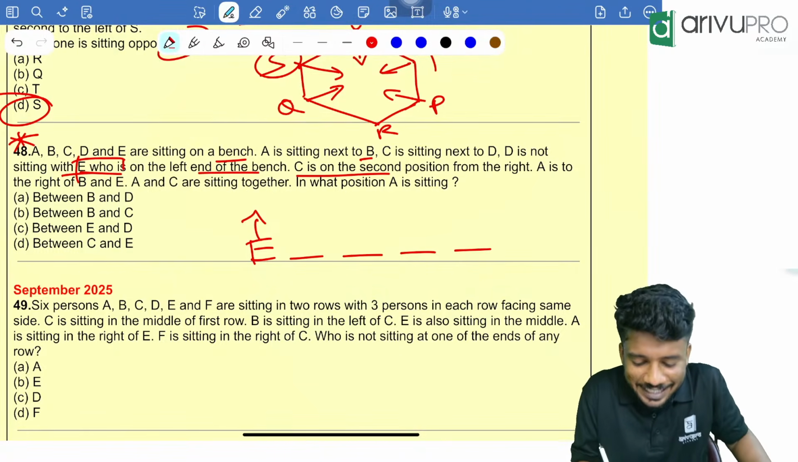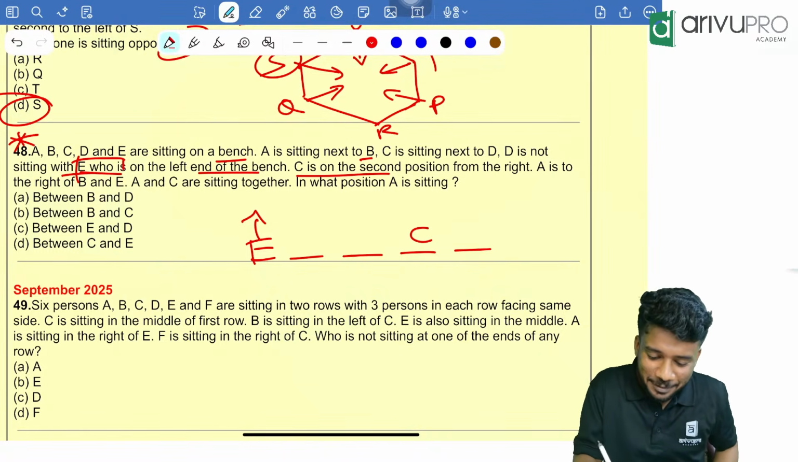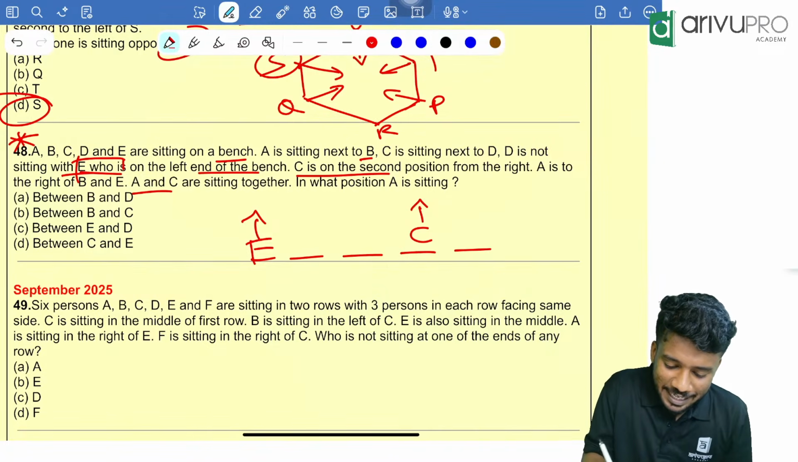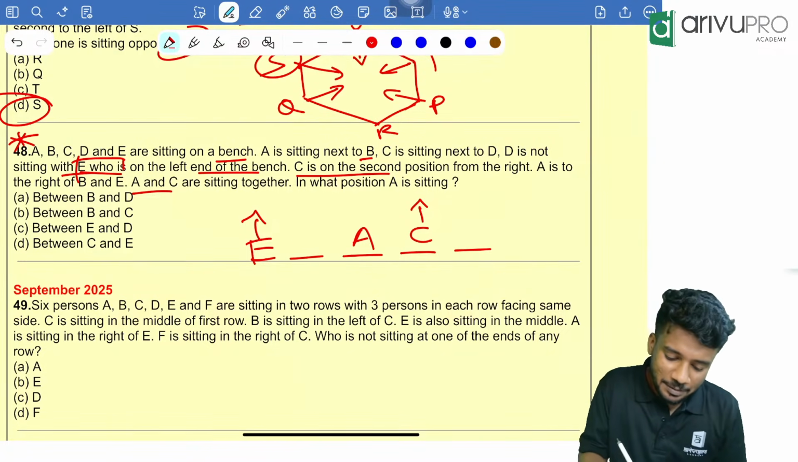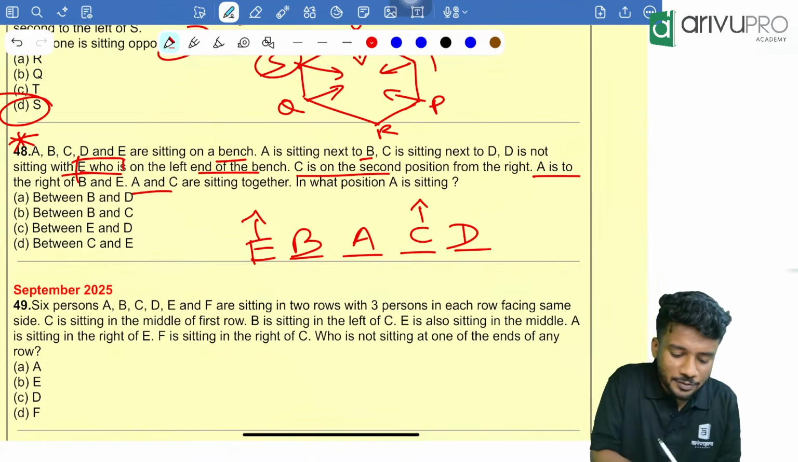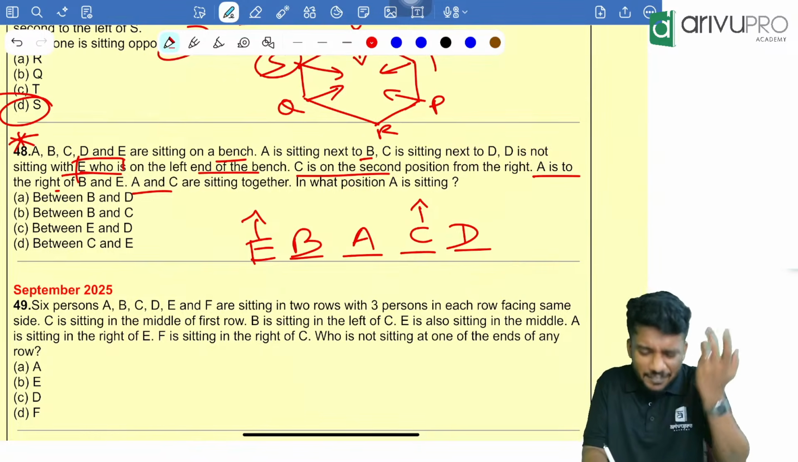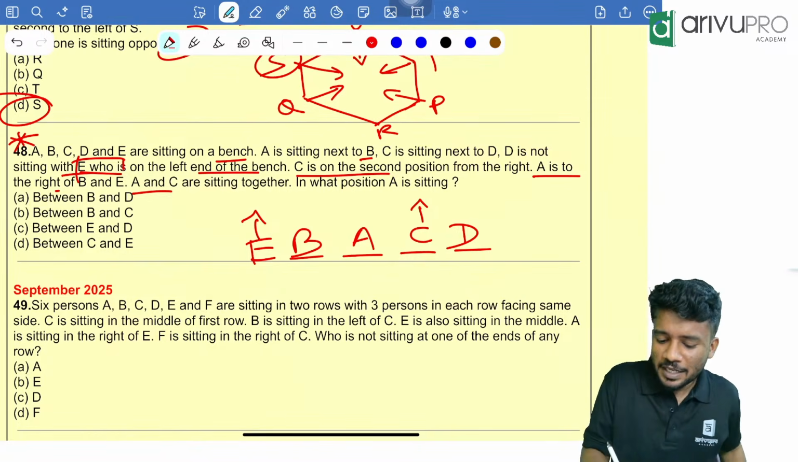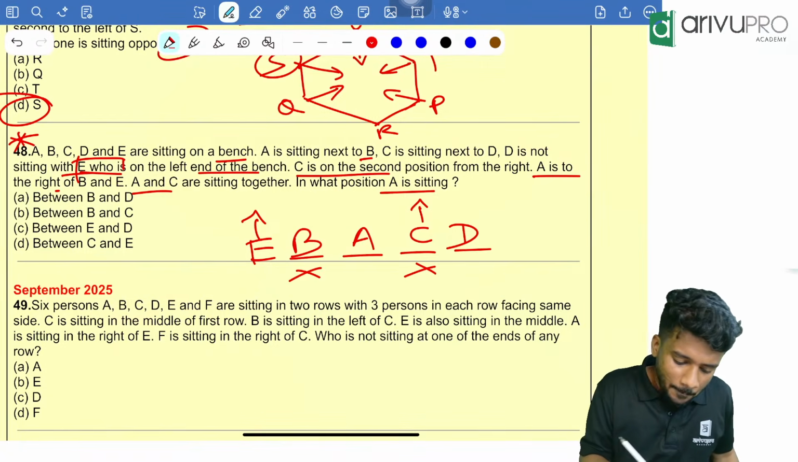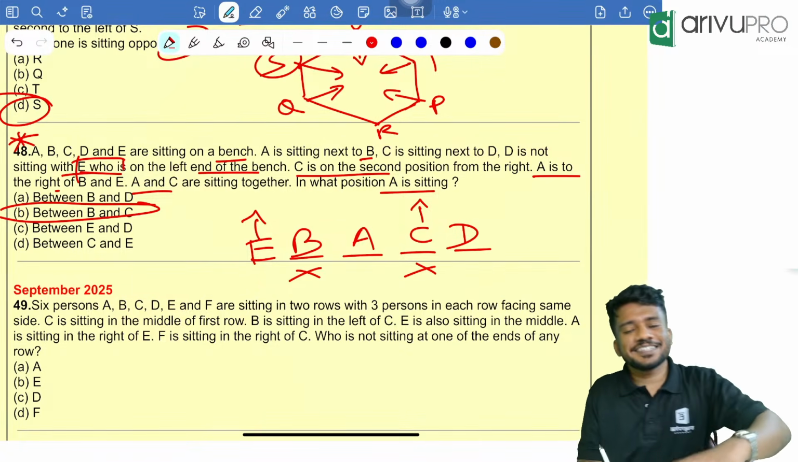Then C is second position from the right. C is second position from the right means C is over here. Then what is given? A and C are sitting together. Then B is over here and D is over here. A is to the right of B and D. It's already given. Third time it is repeating. In which position is A sitting? A is sitting between what and what? The B and C. Option B is the answer.